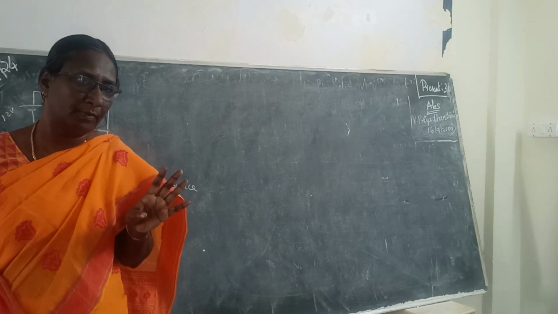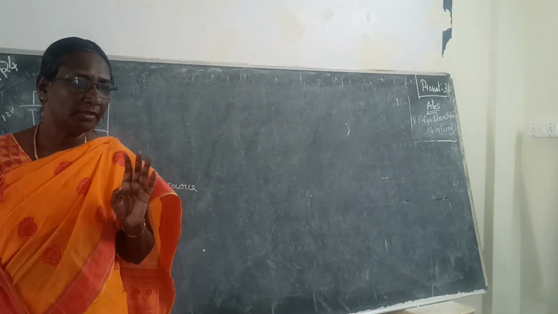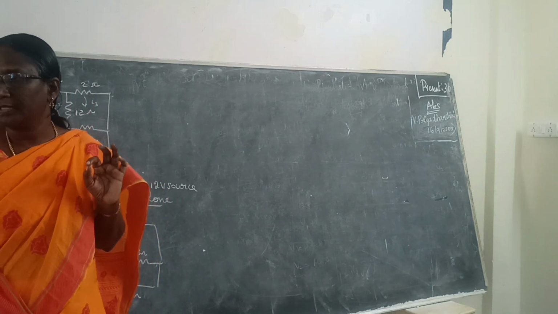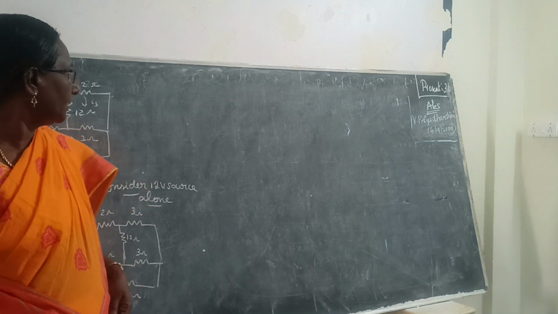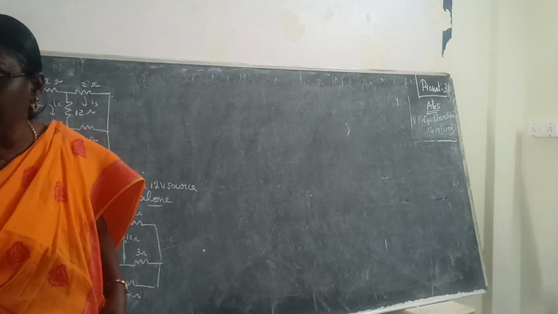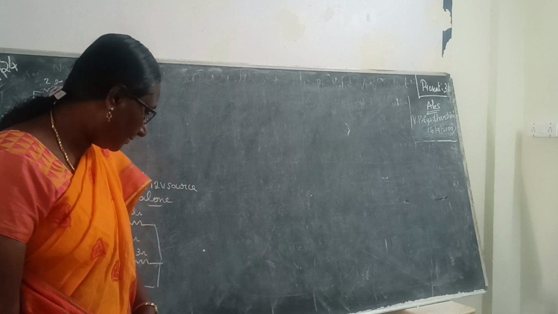There is no need to find I1. Find out I2 and I3 alone. So first, find I2 and I3. Write out the equation. First, form the matrix. Bring the matrix.